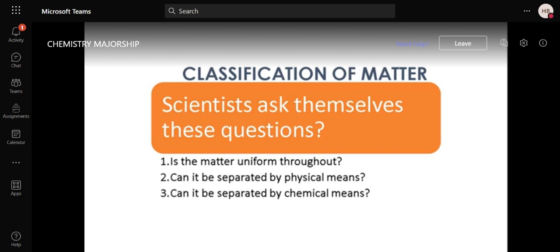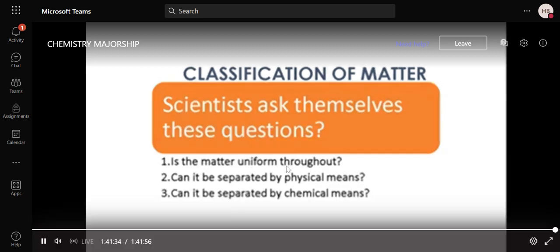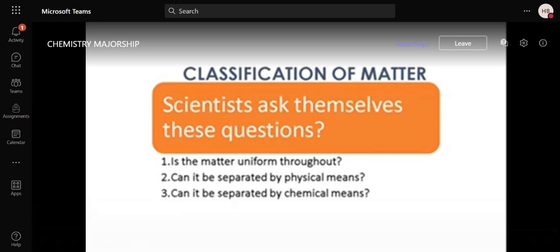Ito po yung mga pinagtatatanong ng mga scientists to classify matter. Classification of matter pa lang po tayo. Una, tinanong, is the matter uniform throughout? If yes, then it is a pure substance. If no, then it is a mixture.